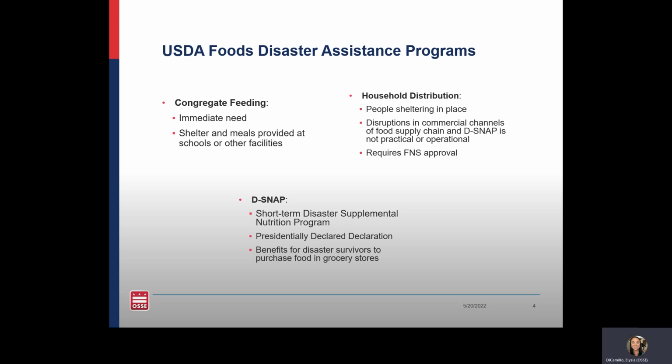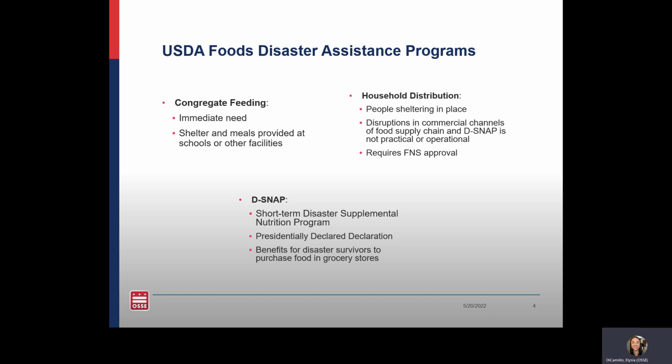USDA foods can be used at congregate feeding sites. In situations of distress, the state distributing agency can release USDA foods and provide assistance for up to 30 days. To provide assistance for more than 30 days, approval from USDA's Food and Nutrition Service is required.